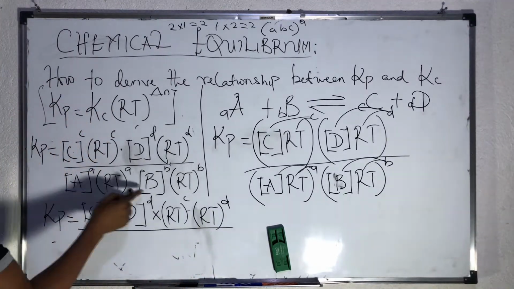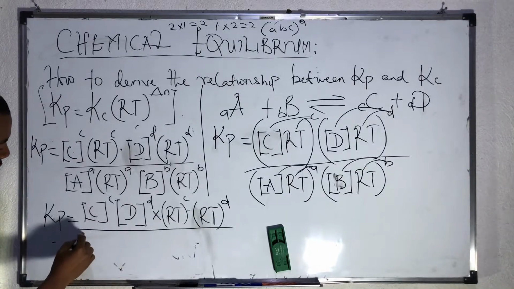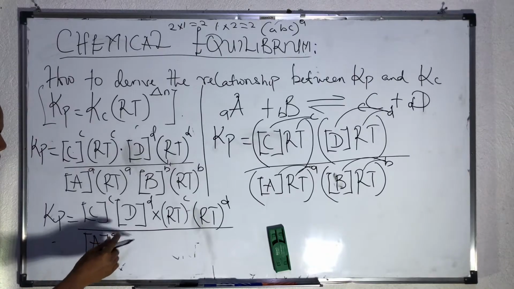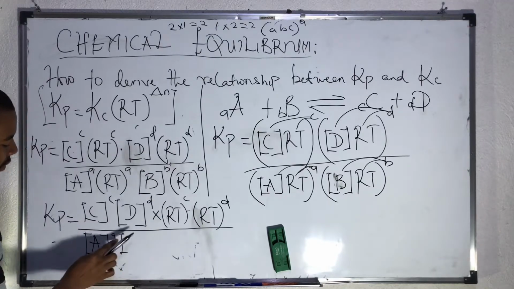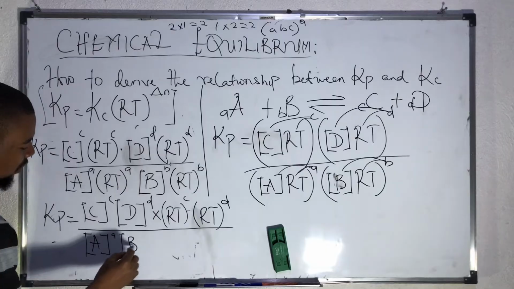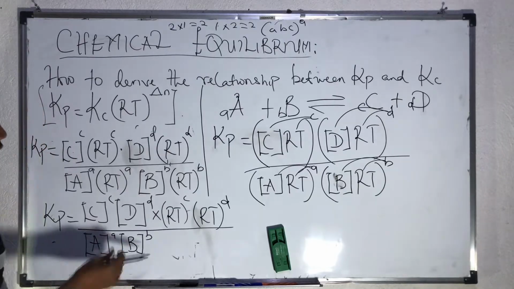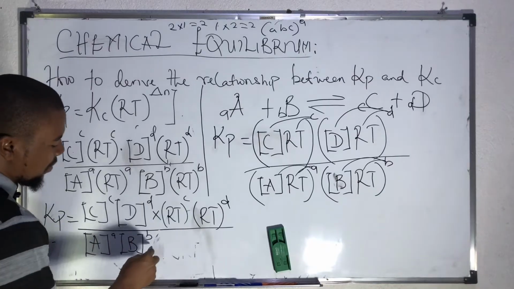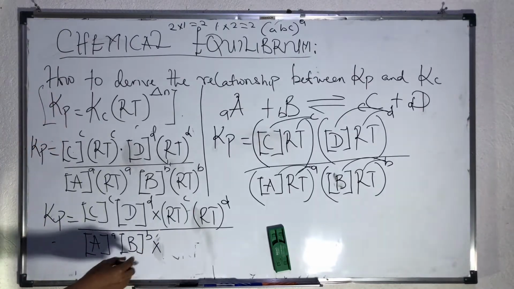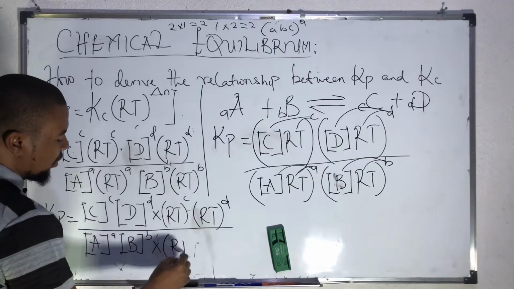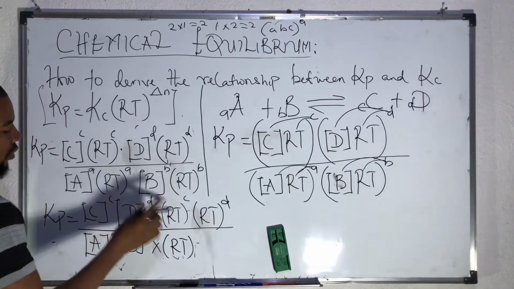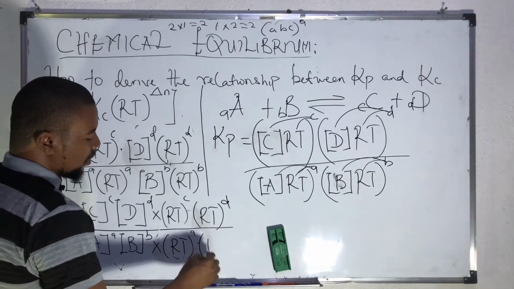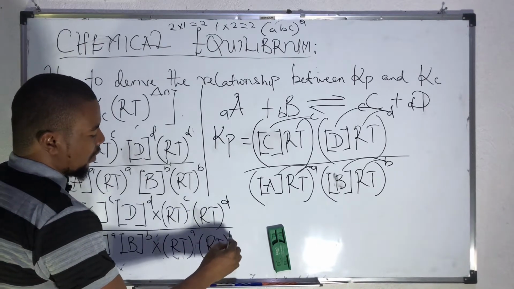I'm going to pick the concentrations just like I did for the first one. And here we have our A raised to the power of A. We pick the B, and we have our B raised to the power of B. Now let's pick the RTs. This is multiplying, so let me put the multiplication sign here. We have our RT raised to the power of A, the first one, and the next one is raised to the power of B. Okay.